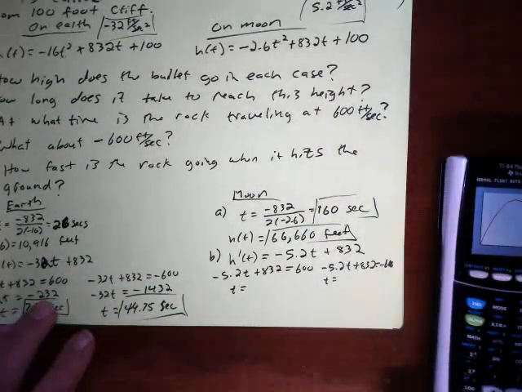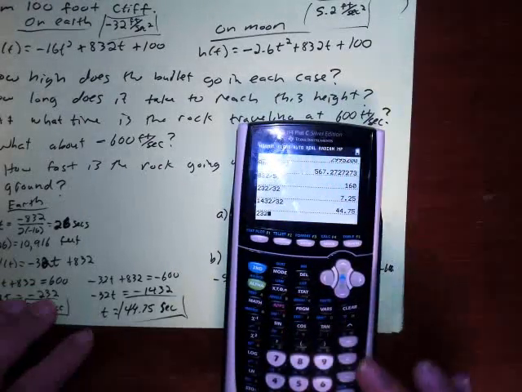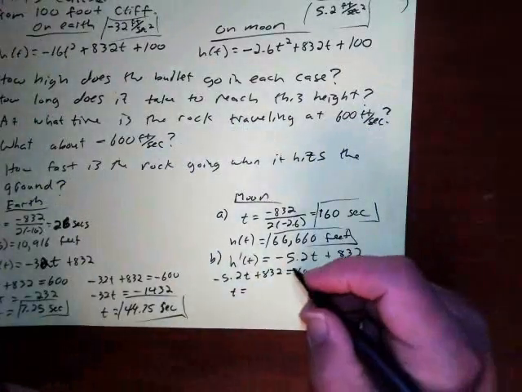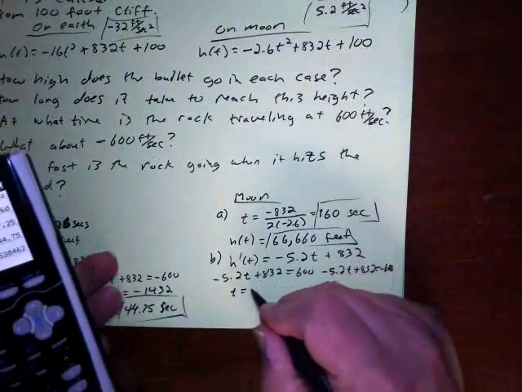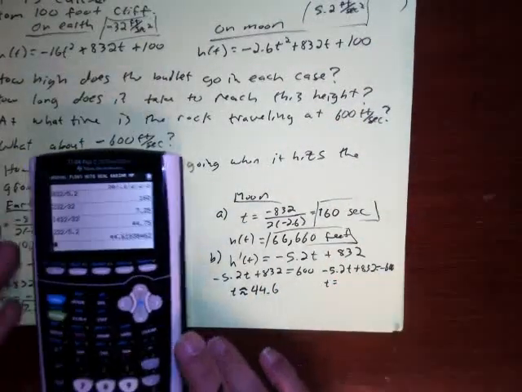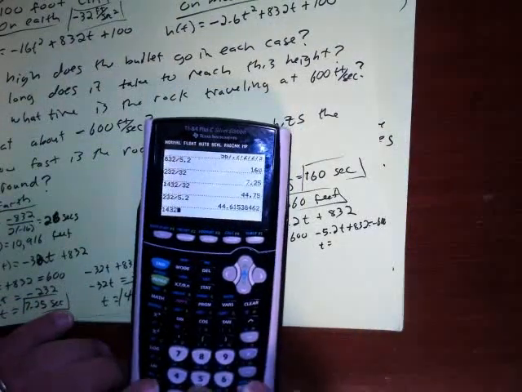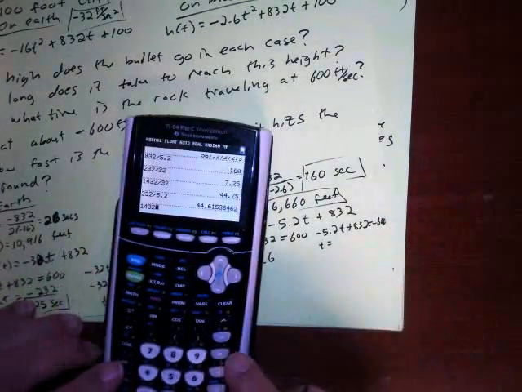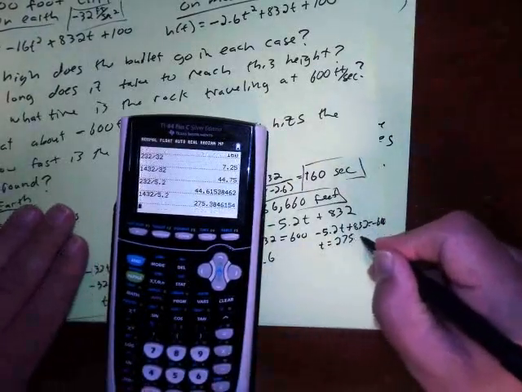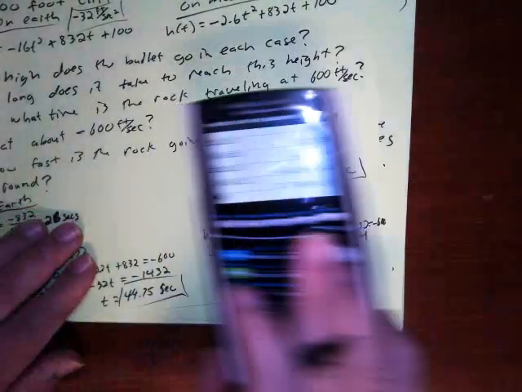So basically this number will still be 232, but now I'm dividing it by 5.2. So 232 divided by 5.2, and I get like 44.6. I'm going to round it to the nearest tenth of a second. That's good enough. And now I'm going to do this 1,432. So I'm moving that over and dividing by 5.2. And I get 275.4 seconds if I round.